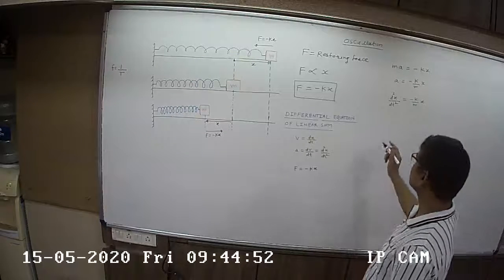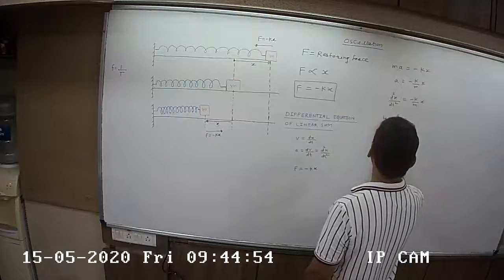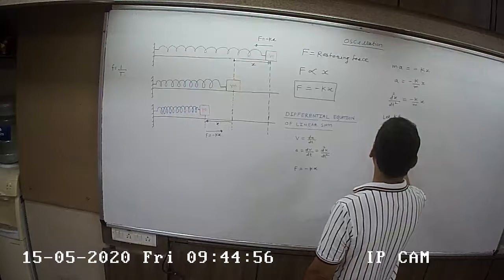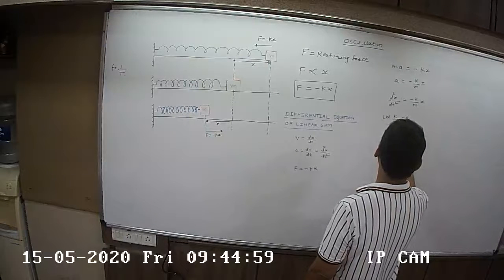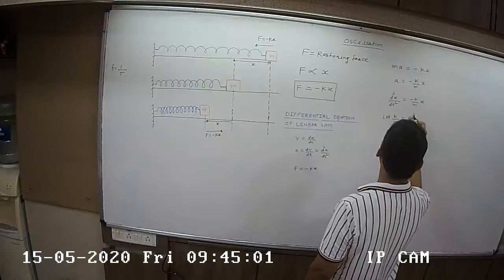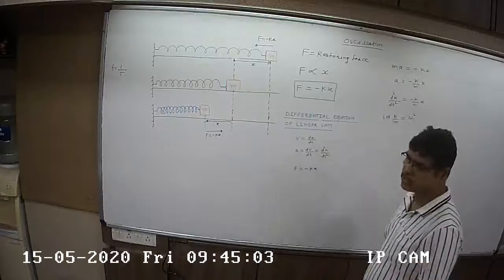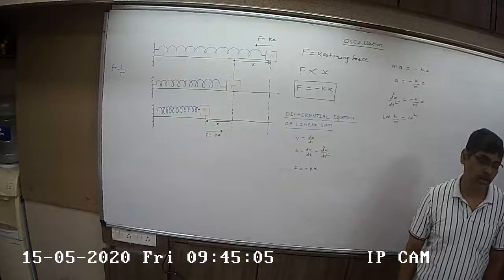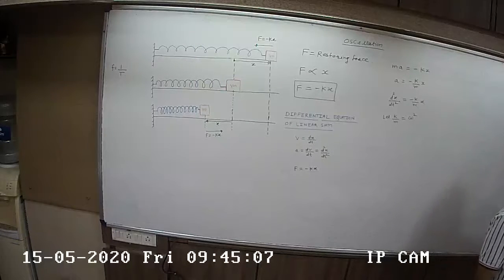Let us say k upon m is omega square. Omega is the term you learn in circular motion. Omega stands for angular velocity. So you will come to know that the dimension of omega square and the dimension of k upon m are the same. So k upon m is replaced by omega square.